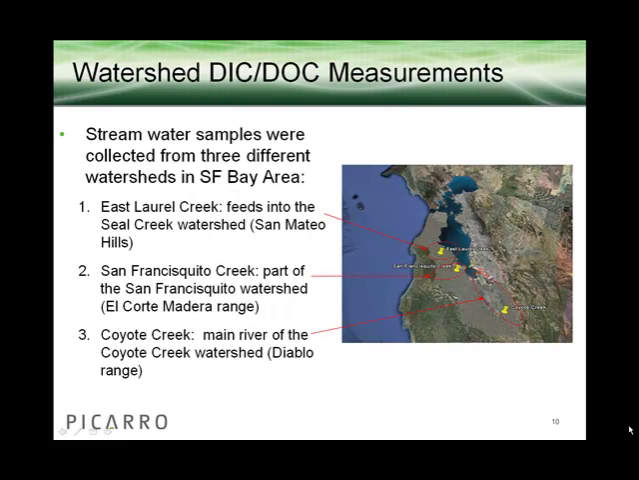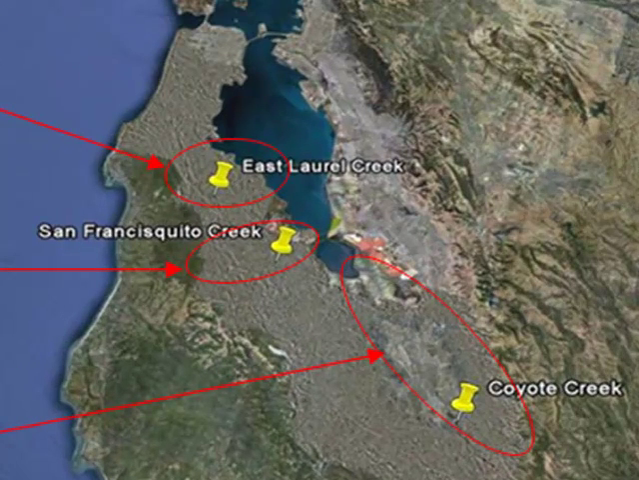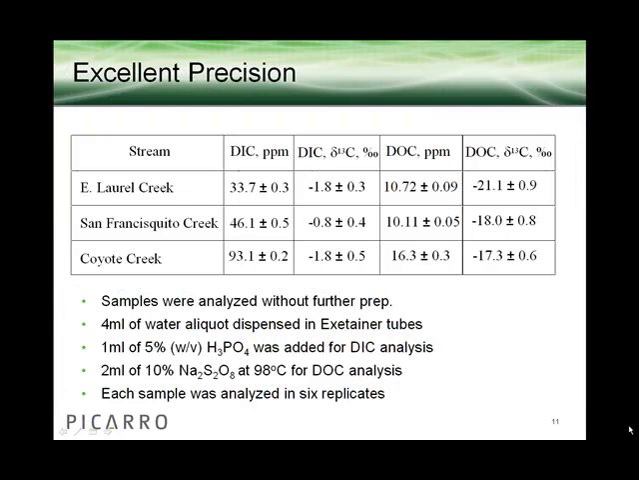And finally, we measured dissolved inorganic and dissolved organic carbon from samples collected from 3 different San Francisco Bay Area watersheds. 2 were collected from watersheds on the west side of the bay, while the third represents the main watershed draining into the south end of the bay. Again, this method is straightforward. An Exetainer tube was charged with 4 mL of water from each site.